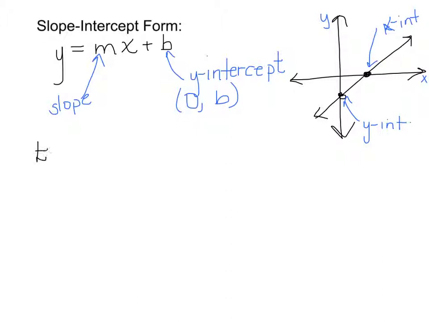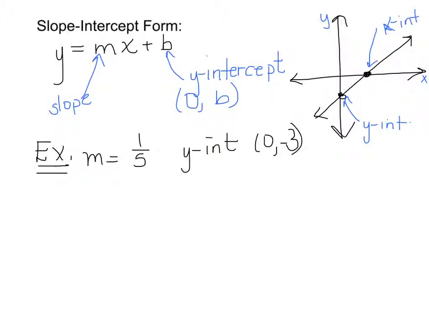So if they give you an equation or give you the information like m equals 1/5 and your y-intercept is (0, -3), if you had to write the equation, it would look like this. y equals 1/5 x minus 3. So that's how you would write the equation if they give you the y-intercept as a point. And sometimes they may write it like b equals -3. So they'll either write it as an ordered pair or actual value for b.